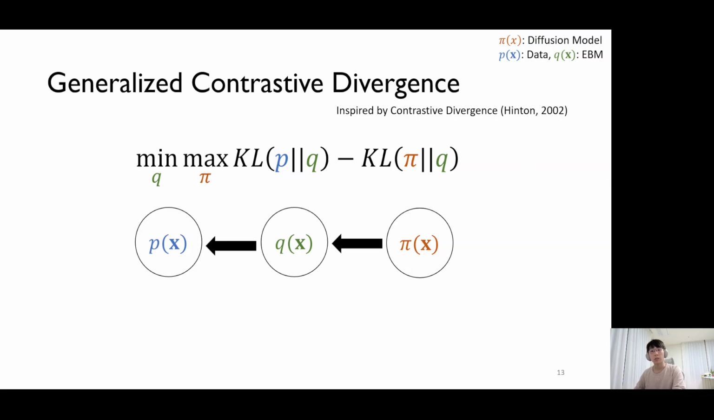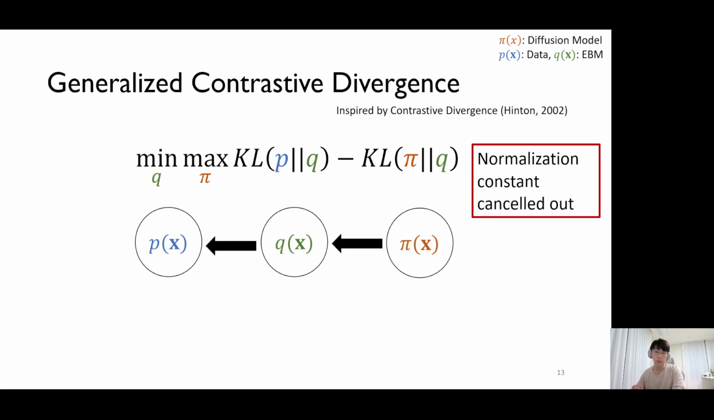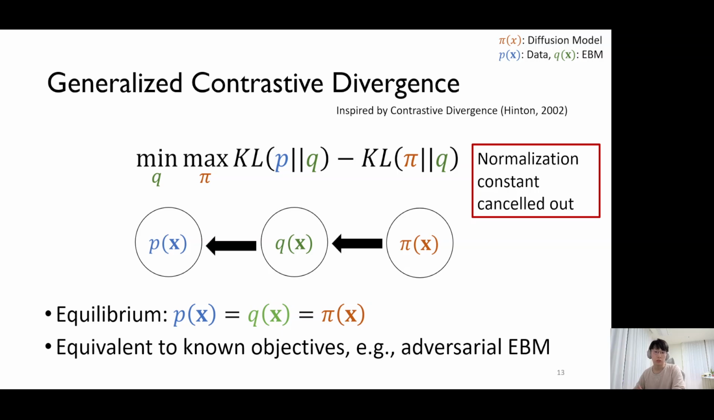Instead, we introduce a new minimax objective function called generalized contrastive divergence. This objective contains the difference between the two previously discussed divergences. Here, the normalization constant is cancelled out, and there is no need to perform MCMC. This minimax problem has a unique equilibrium where all three distributions are the same. We can also show that GCD is equivalent to previously known objectives such as variational maximum likelihood and adversarial EBM.